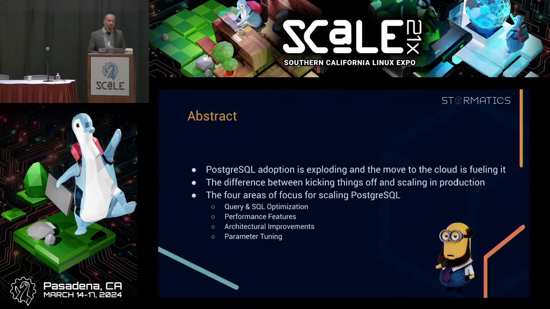Now, what we're going to cover during this talk is how the adoption of Postgres is expanding all over the world, how the cloud providers or the move towards the cloud is driving most of this adoption, the difference in kicking things off or starting off an application and actually scaling it in production. And then we're going to cover four broad areas for scaling Postgres, those being query and SQL optimization, performance features of Postgres, some architectural improvements that you can make, and configuration parameter tuning that is easy and intuitive to do.